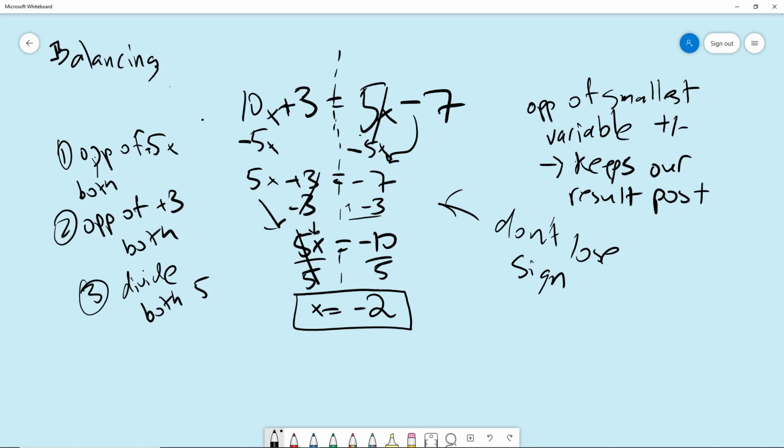So this is a basic balancing equation. I also just talked about generally some small tippy stuff. Alright, cool.